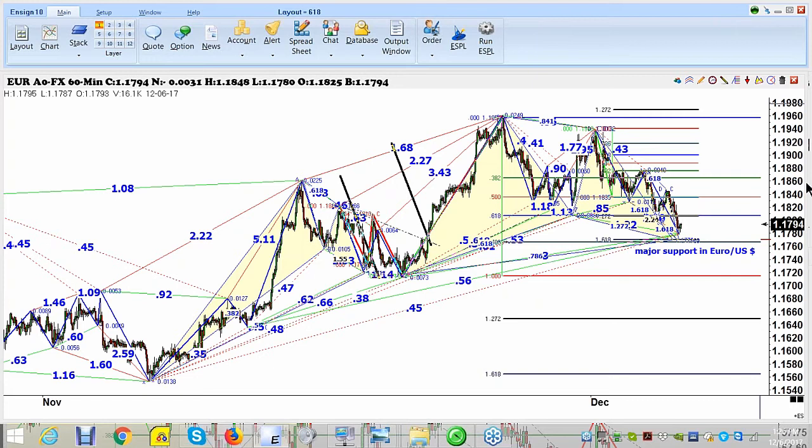Uh-oh, someone said something about weight. Okay. Oh, very good question. Very good question. Which carries more weight, the pattern, the ABCD, or the ratios? The ratios carry more weight. The reason why is mathematics trumps geometry.